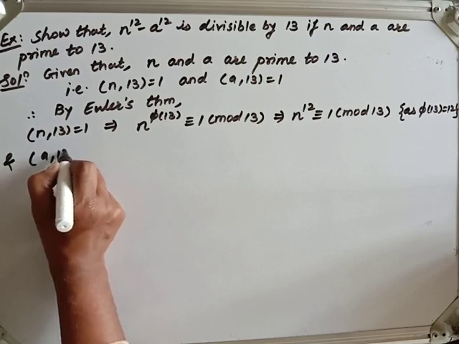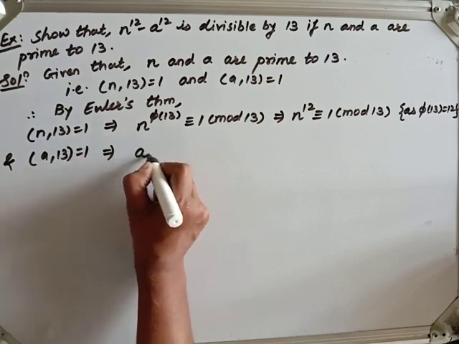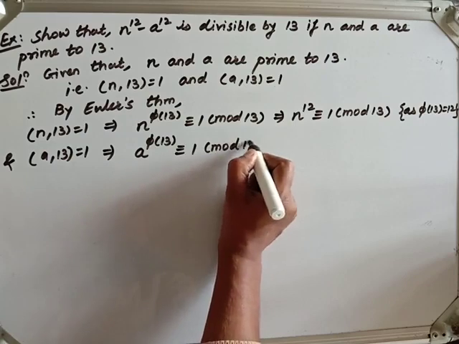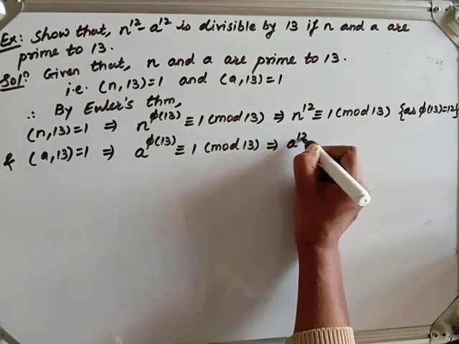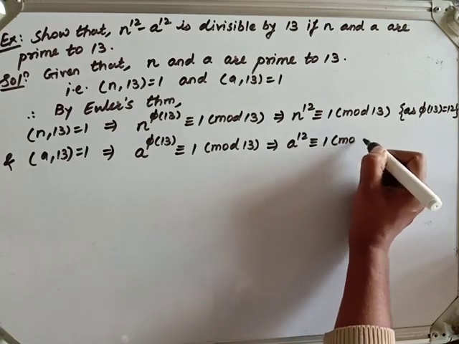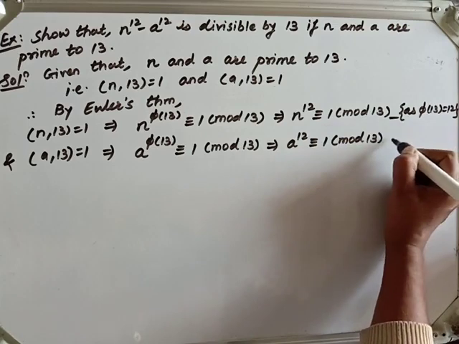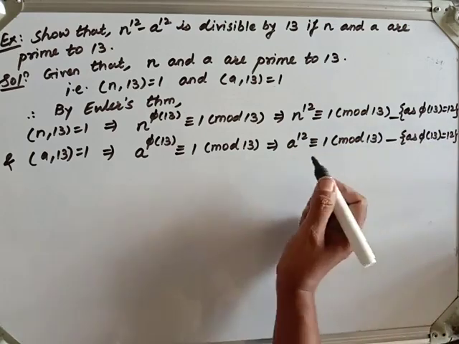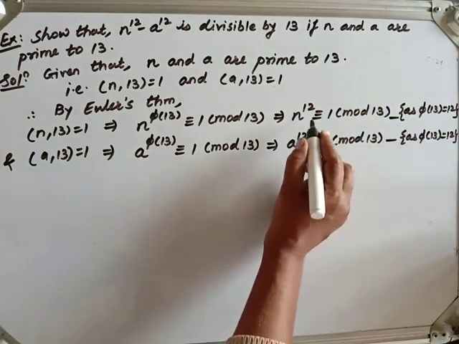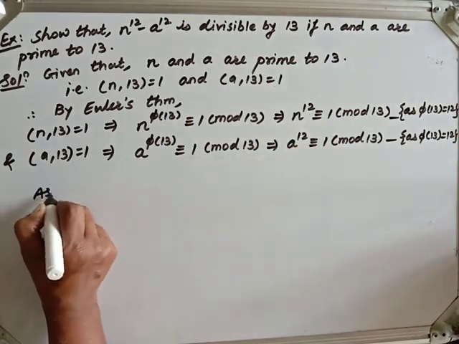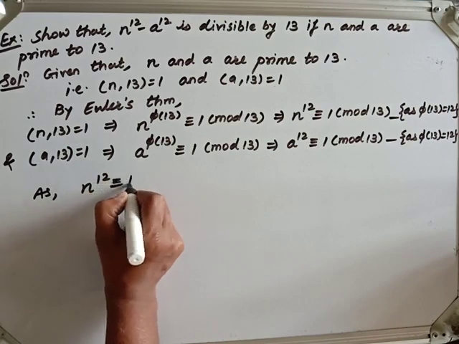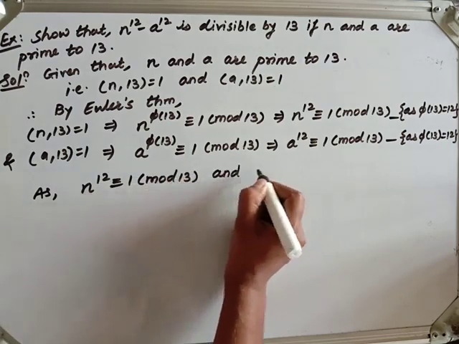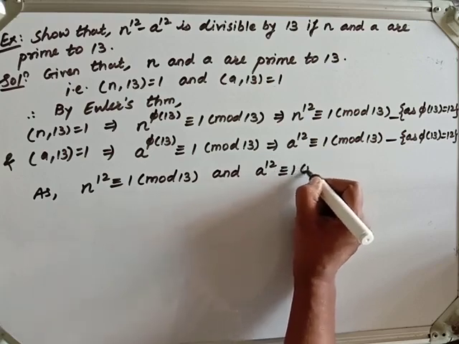Okay. Again, a and 13 are also what? Relatively prime. So, a raised to phi of 13 congruence to 1 modulo 13. So, that gives a raised to 12 congruence to 1 modulo 13. As again phi of 13 is what? 12. Same reason for both of them. Fine. So, here we have two congruences. As n raised to 12 congruence to 1 modulo 13 and a raised to 12 congruence to 1 modulo 13.